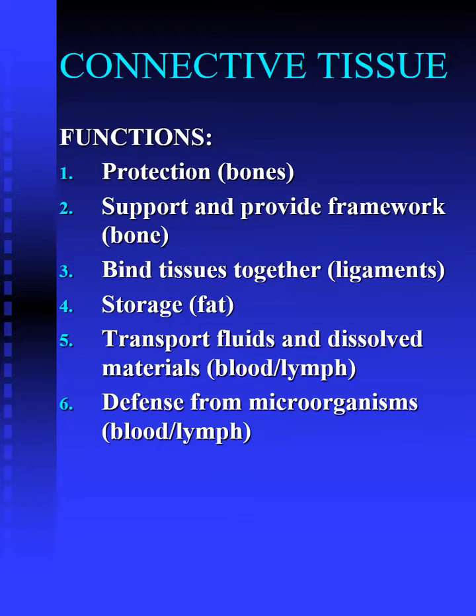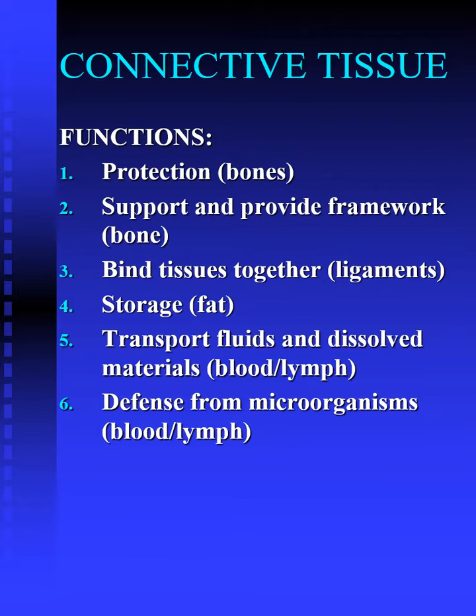Next, we have binding of structures, where ligaments are responsible for binding bone to bone, tendons are responsible for binding bone to muscle, and then we have dense, irregular connective tissue that is responsible for binding skin to underlying muscle and bone. Next, we have the function of storage, where fat will be a primary energy reserve for the body, and bone will be a large reservoir for calcium and phosphorus for the body.